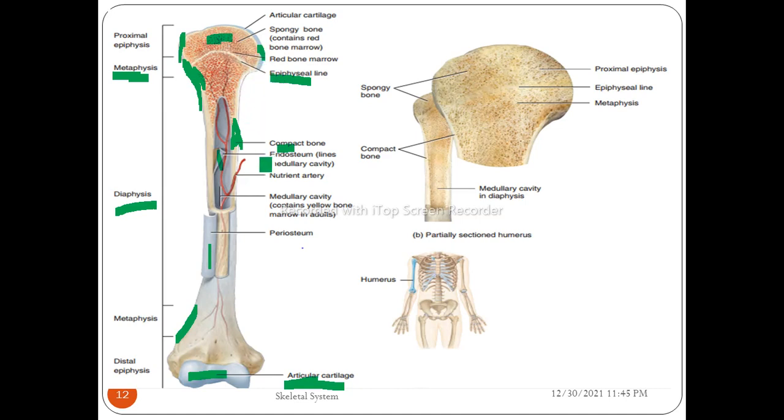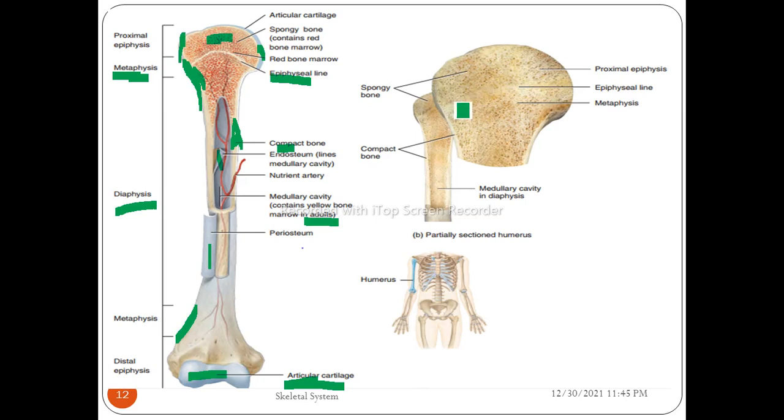The other, this cavity, is known as the medullary cavity. This cavity contains red and yellow bone marrow. In adults, the medullary cavity contains yellow bone marrow. So this contains yellow bone marrow, whereas this one is red bone marrow, and this is the same thing. This is in old age.